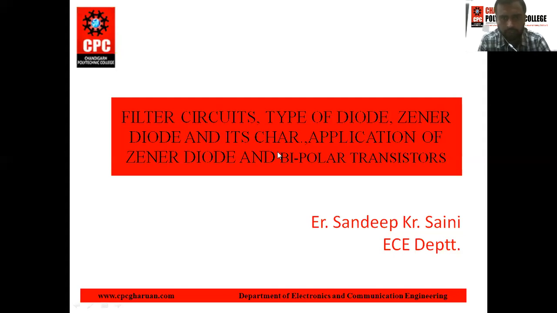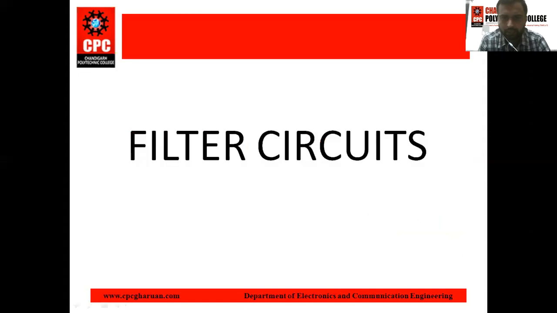In today's lecture, we will discuss different types of filter circuits, types of diode, the Zener diode and its characteristic, applications of the Zener diode and bipolar transistor circuits. In the last lecture, we discussed the working of the p-n junction diode and different types of rectifiers. We have two types of rectifiers, half wave rectifier and full wave rectifier. In the half wave rectifier, only one diode is used, so it works only on the positive half. There is no working on the negative half.